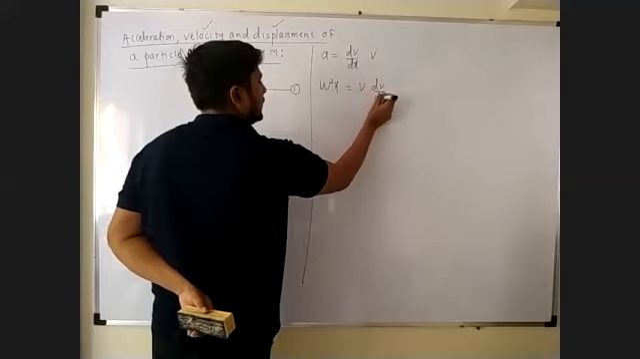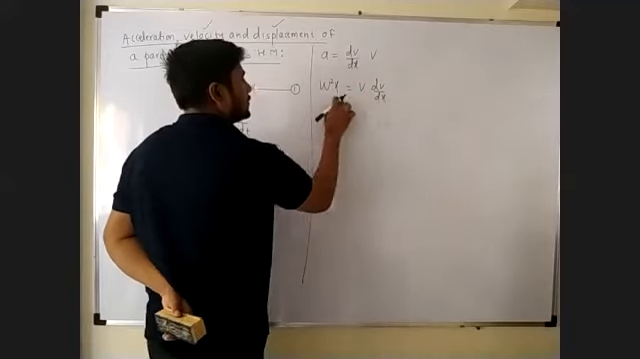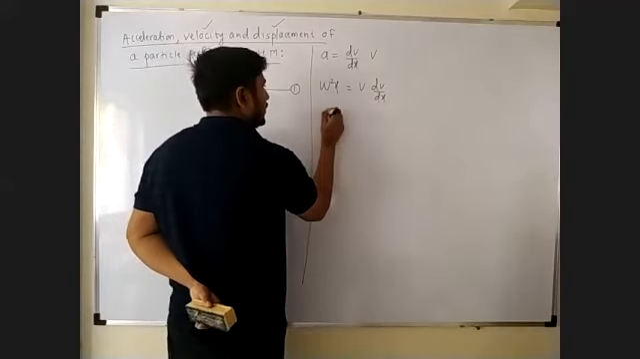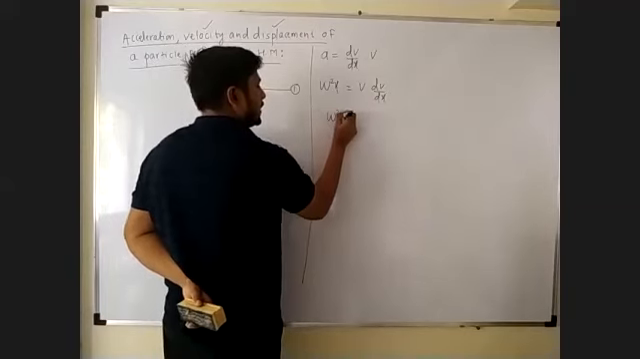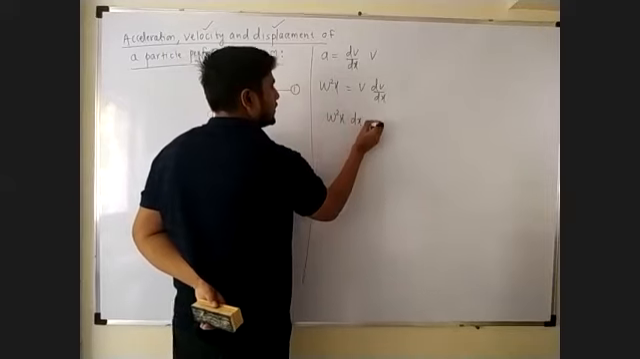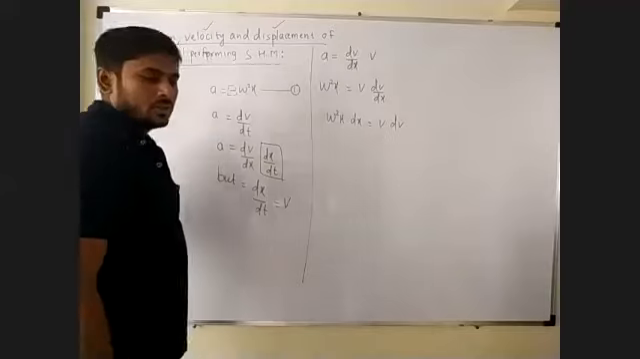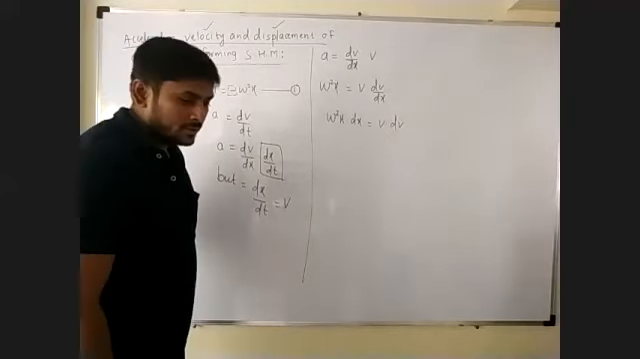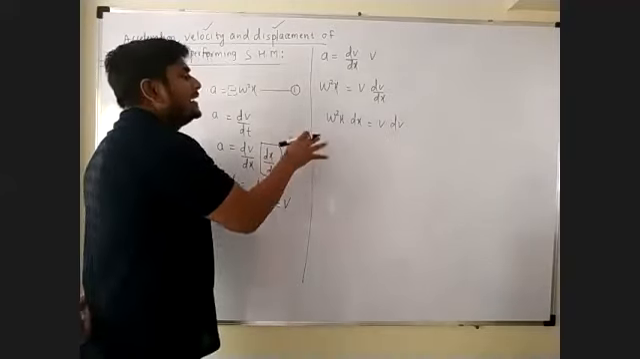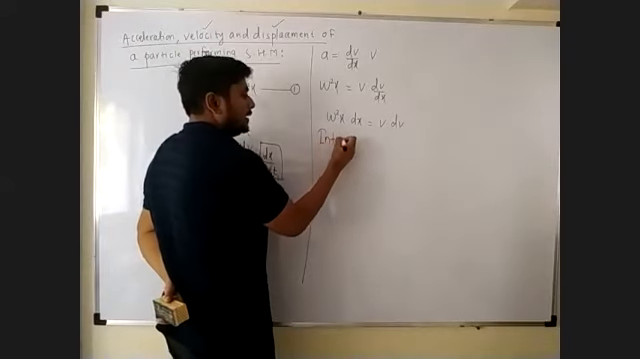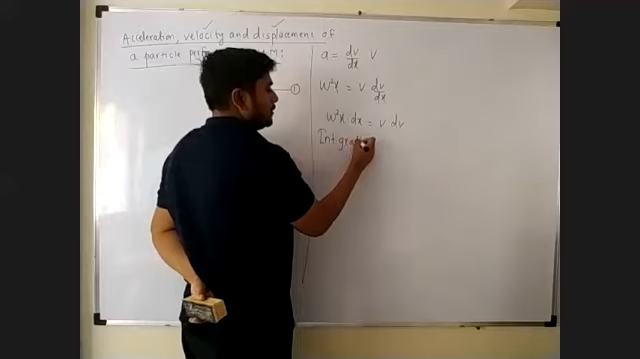I'm taking v first. Okay, take dx to the other side. So what will remain over there? Omega square x into dx will be equal to v dv. So what to do after this? We need to integrate this.